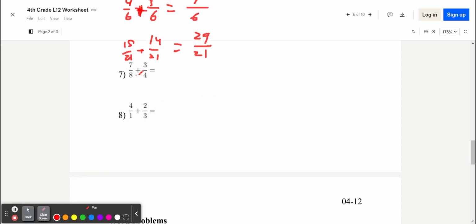Here, the common denominator is just 8, so no change to the first one. And then times 2 to the second one, 6 over 8, which will equal 7 plus 6 is 13 over 8.